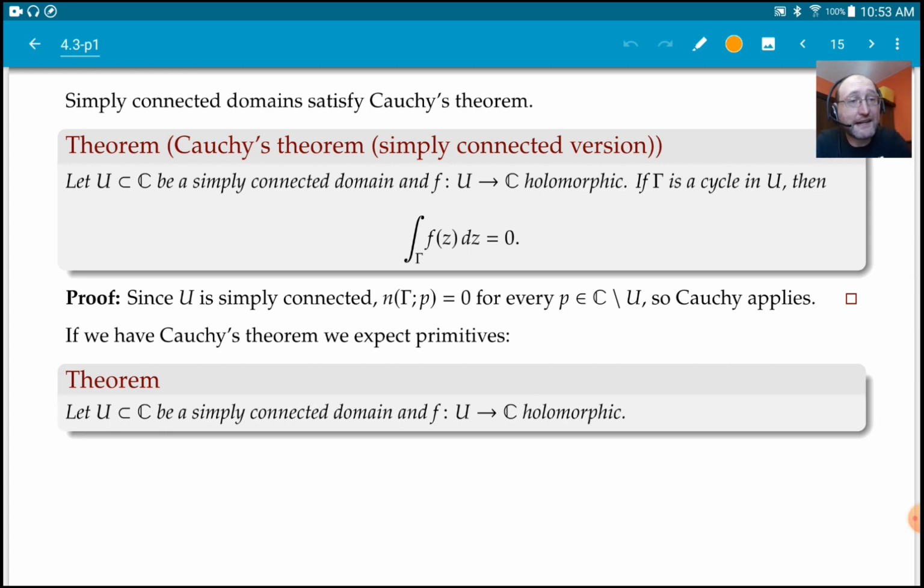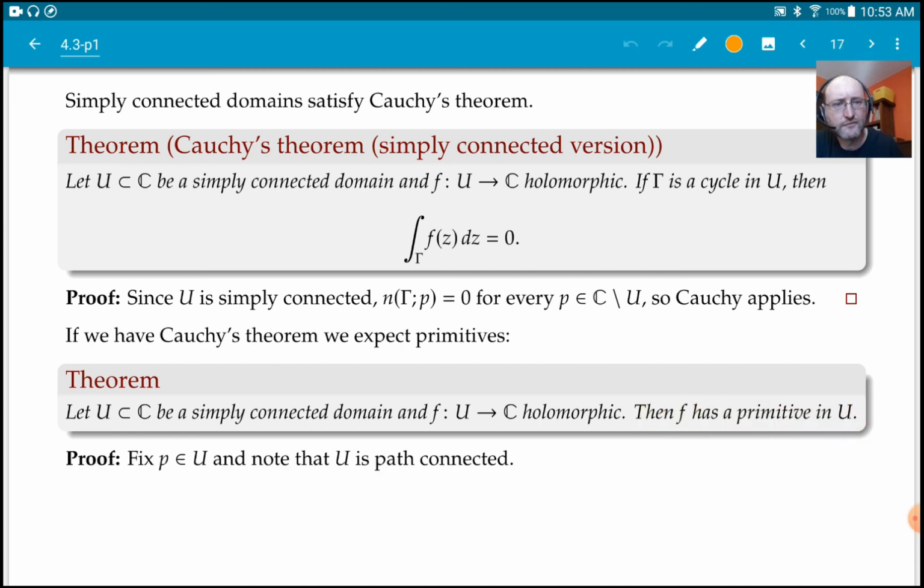Now, if we have Cauchy's theorem, we expect primitives, antiderivatives, right? So let's prove this. If we have a simply connected domain and a holomorphic function f, then f has a primitive in U. So f has an antiderivative. All right, so let's fix some point P.